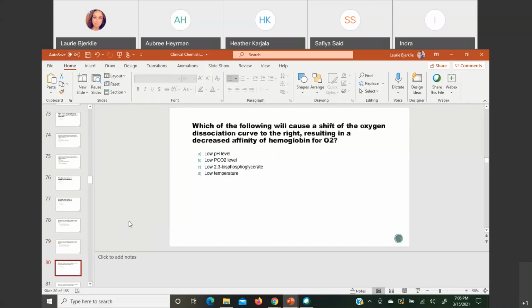Okay, which of the following will cause a shift of the oxygen dissociation curve to the right, resulting in a decreased affinity of hemoglobin for oxygen?